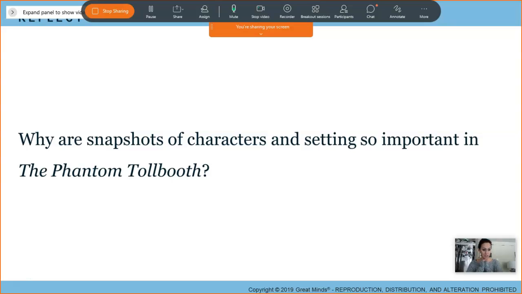Norton Juster writes using a lot of wordplay, right? It's a very creative story. So these characters and these settings aren't just names. They're named this way on purpose. So it's really important that you can picture this in your mind of what these characters and places look like, because there's a reason for everything in this book.